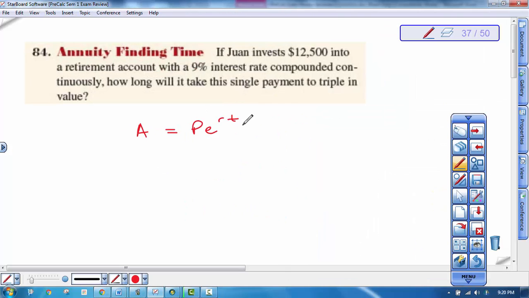Okay, the next problem, we're going to do the same thing, only this time it's compounded continuously, so we're going to have to use the continuous formula here. And if we just plug things in, we could find out how long it will take to triple and become 37,500, which is what you get when you triple this.